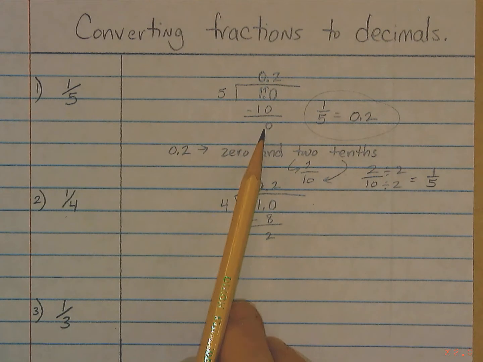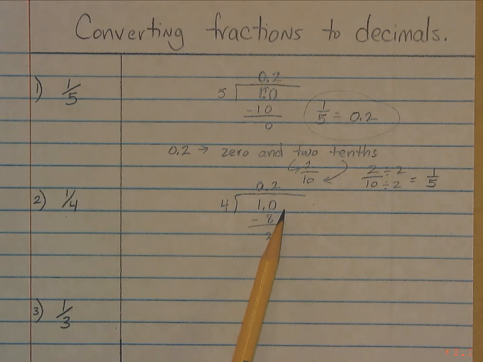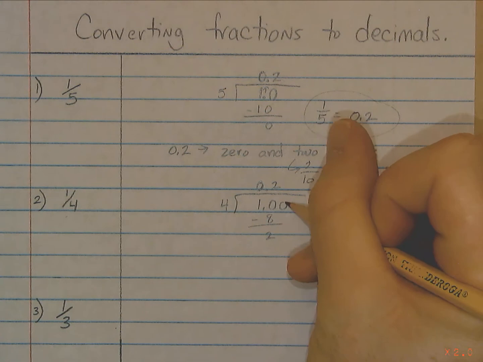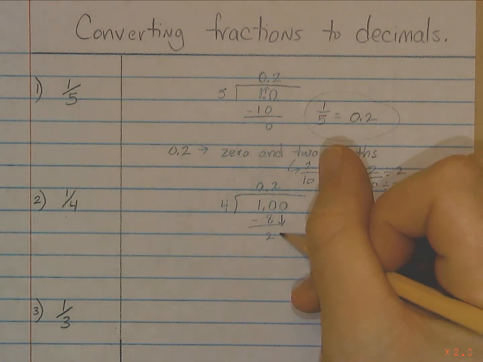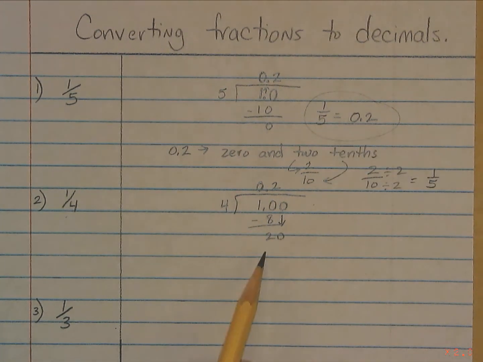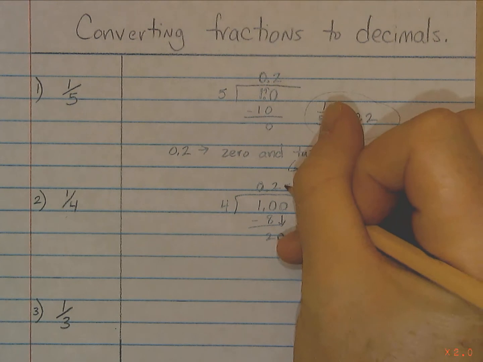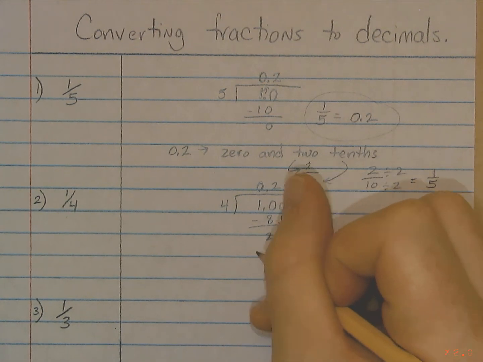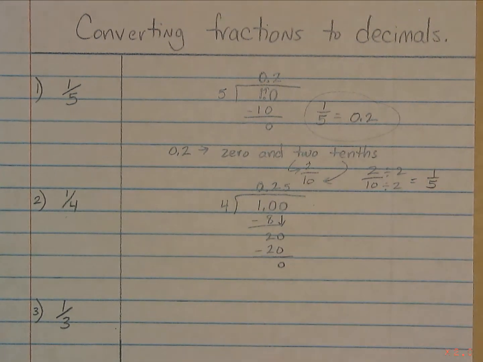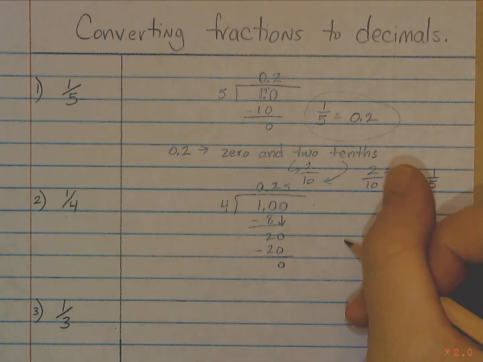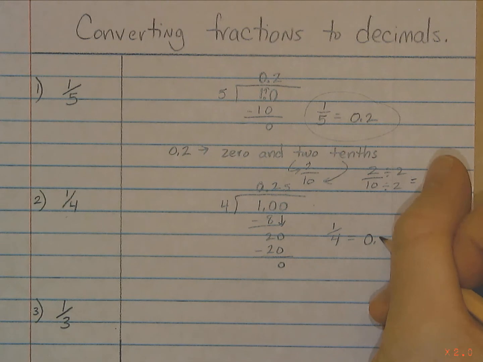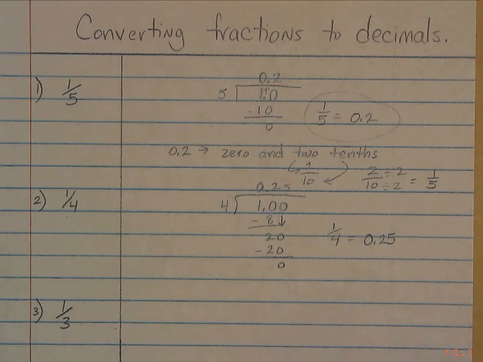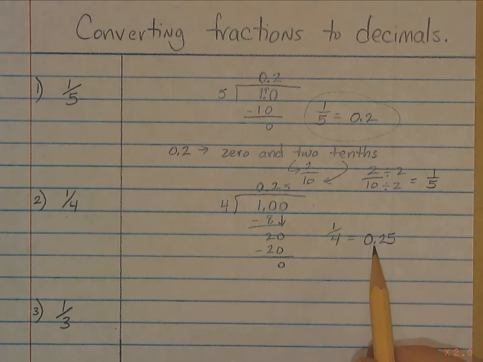Now we need to get to a 0. We can't stop until we get to a 0. So what we're going to do is add a 0 here. Again, it doesn't change the value of the number, doesn't make it bigger, just basically defines it a bit more. Bring it down. 4 goes into 20 5 times. Goes in evenly. And that's it. So 1/4 equals 0 and 25 hundredths. Some would say 0.25 or 0 and 25 hundredths.